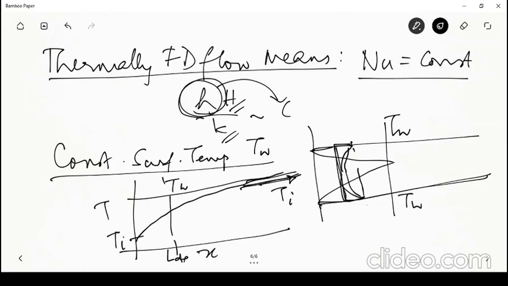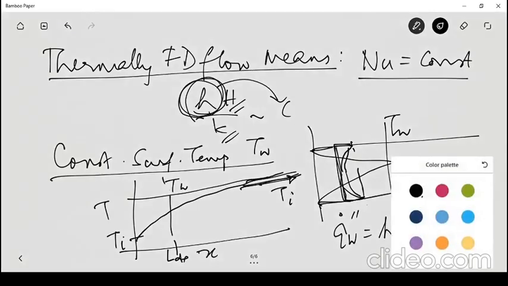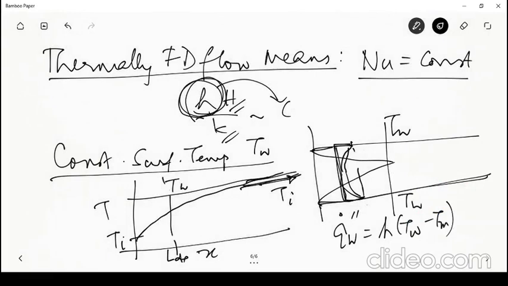So if the development length is somewhere here, beyond L DT, what we will see is that the h becomes a constant. Okay, so what is this? You have q wall double prime equal to h into T wall minus T mean. So in this, what will happen is that this h will become constant.